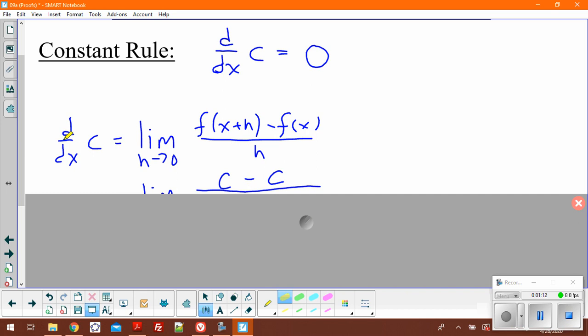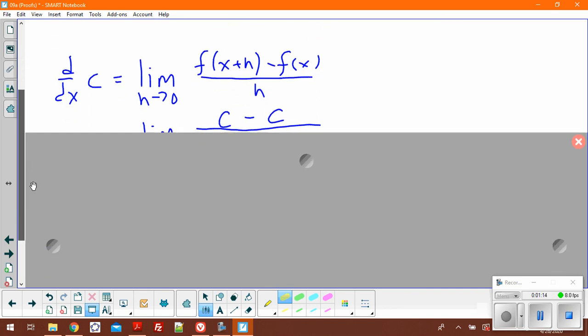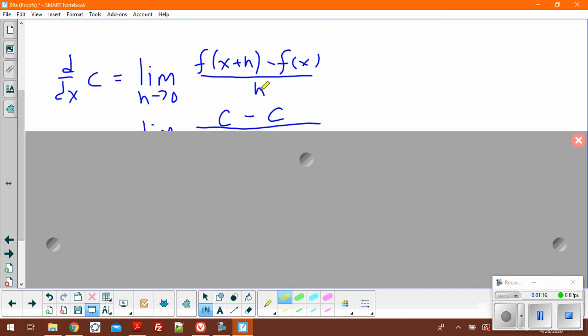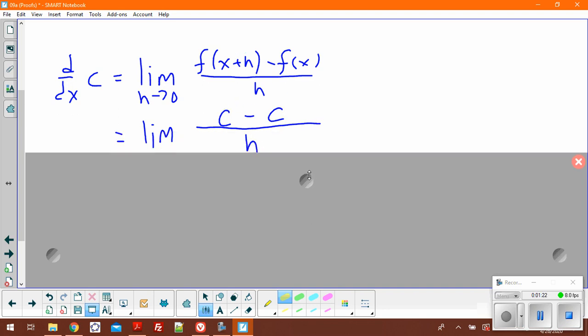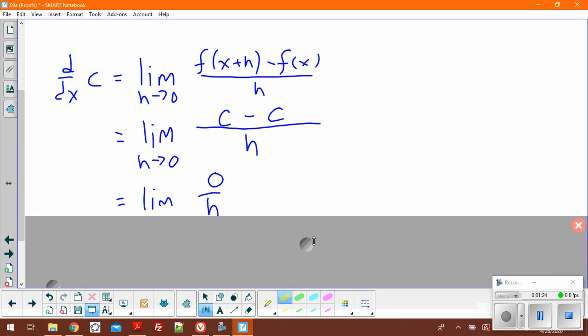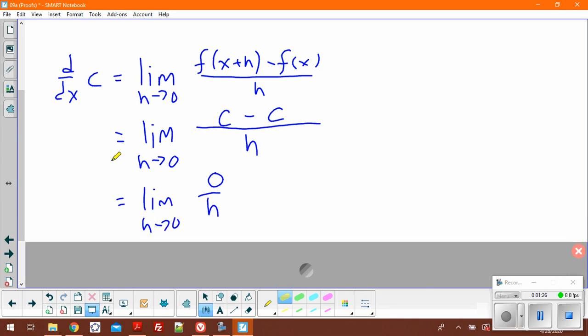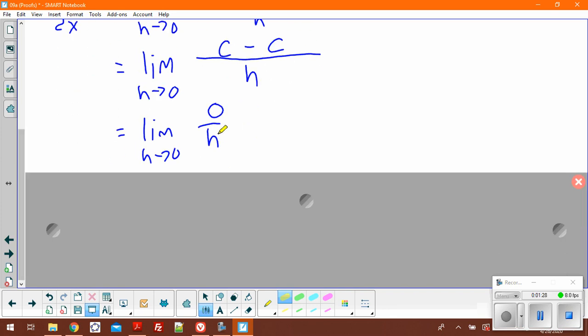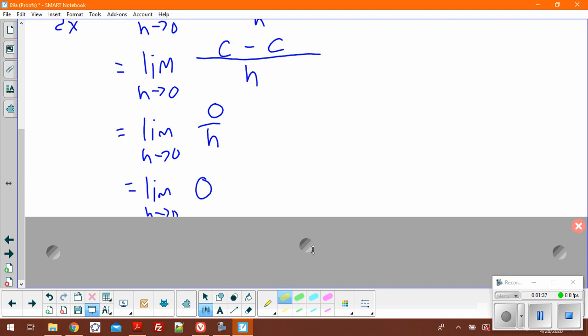But in this case, my function is a constant. So f of x plus h is c, and f of x is also c. It doesn't matter what the value of x is, it's just going to be that number. So that means I have 0 divided by h. Remember, we're approaching 0, so it's okay. 0 divided by whatever h is, because it's a tiny little number, is 0.